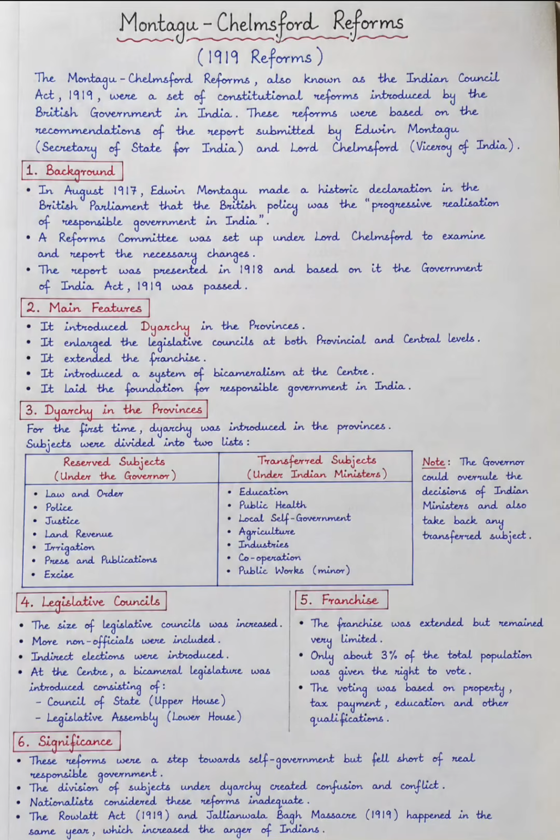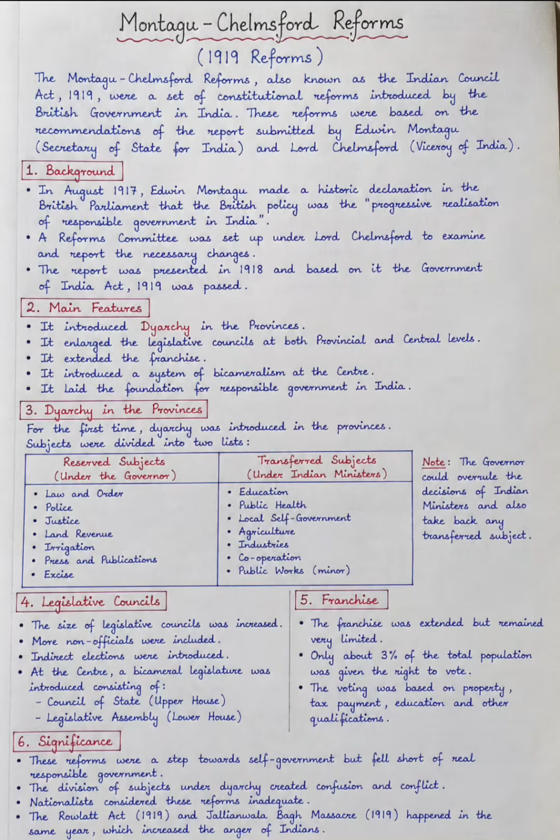4. Legislative councils. The size of legislative councils was increased. More non-officials were included. Indirect elections were introduced. At the center, a bicameral legislature was introduced consisting of Council of State, Upper House, and Legislative Assembly, Lower House.